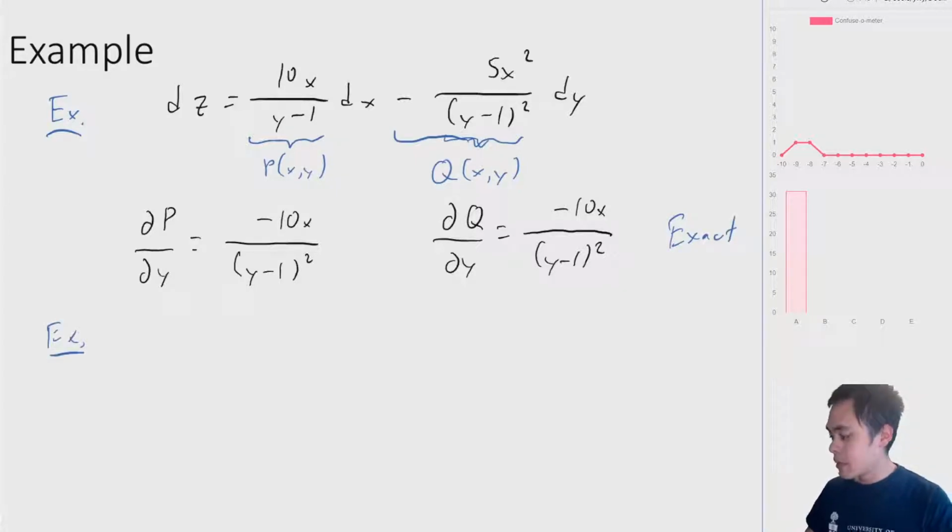And if you wanted to, you could use integration to figure out what this is the total differential of. But we're not going to bother doing that.